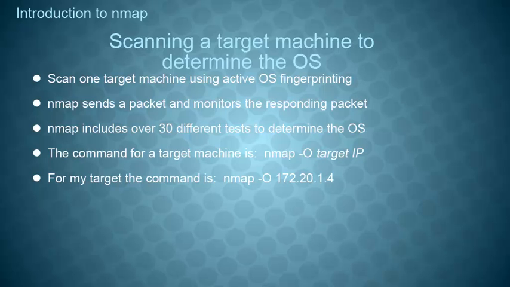Nmap can also be used to determine the operating system of a target machine. What it does is something called active OS fingerprinting. It sends in a packet and it monitors the responses from that packet. Now there are over 30 different tests that Nmap uses to try to evaluate and determine what the operating system is. It's not perfect, but it is pretty good. So the command is going to be nmap -O and the IP address, and I'm going to run it against one of my machines in my network.